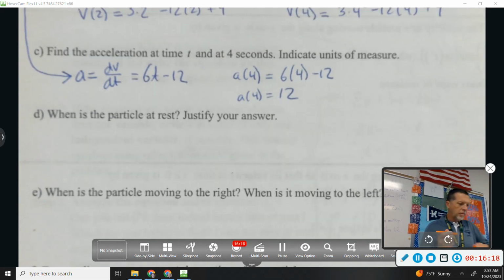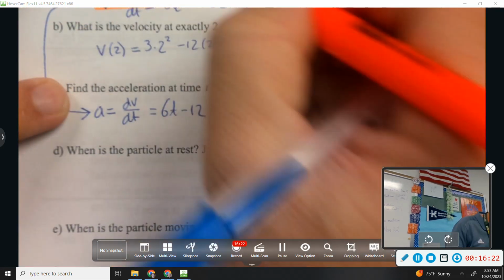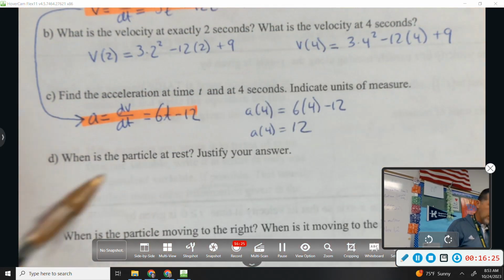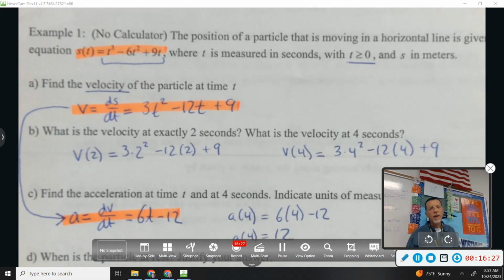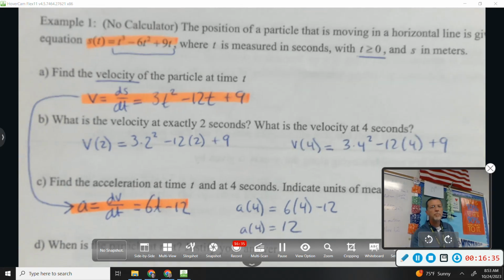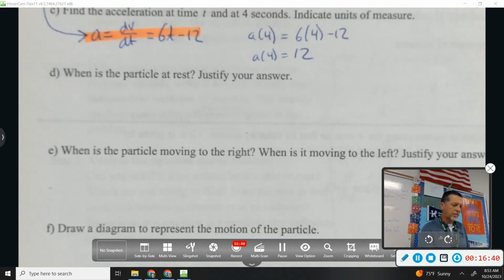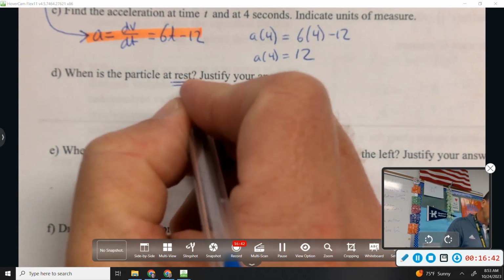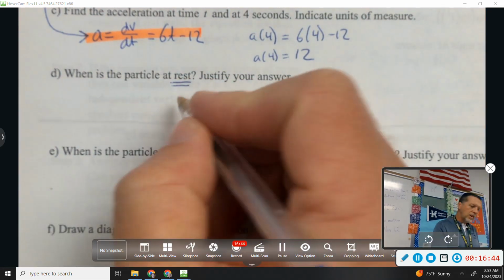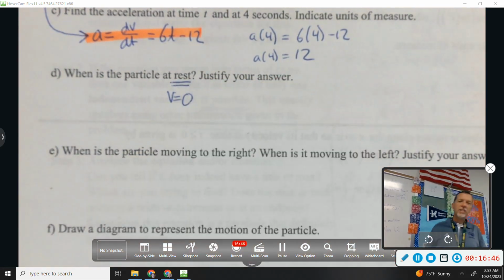You know what? Now that I have S and V and A, because there's nothing else we're going to be using. S, V, and A. Position, velocity, acceleration. The rest of my questions are going to have to do with those 3 things. When is the particle at rest? So what does at rest mean? V equals 0. In fact, I think we just justified our answer. At rest means V equals 0.